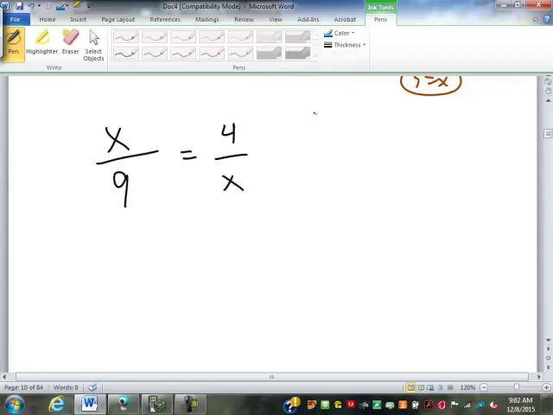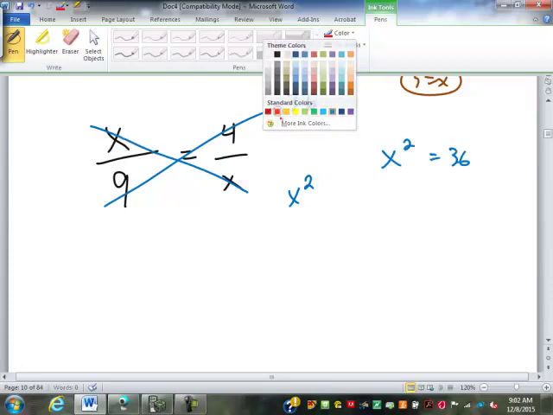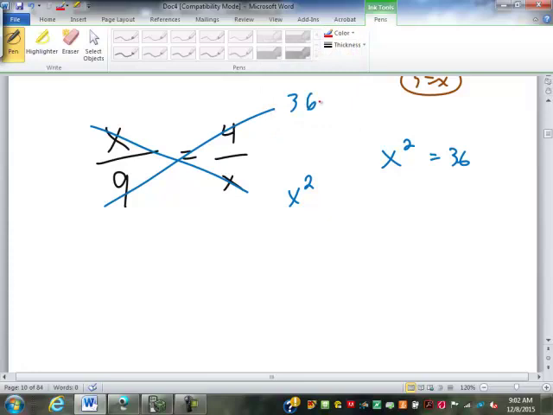What about something like that? Well, we would still just cross multiply. 4 times 9 is 36. X times x, x squared, right? So x squared equals 36. How would I solve that equation? Well, what's been done to x? It's been squared. To reverse that, we take the square root. So x equals, what's the square root of 36?